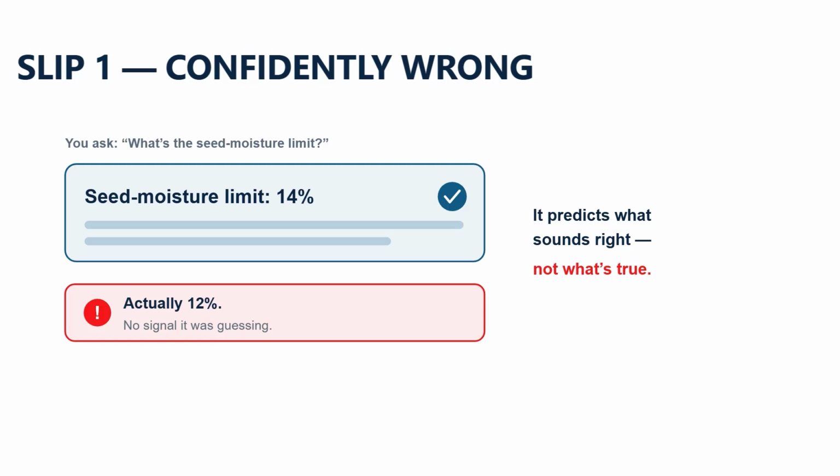There is no doubt in its voice, no flag that it is guessing, because to the model, sounding right is the job. On well-known facts it was trained on, it is wrong only a few percent of the time. On open-ended answers, far more often. But your moisture spec was never in its training at all. There, it can only guess. And it will not warn you which one you're getting.